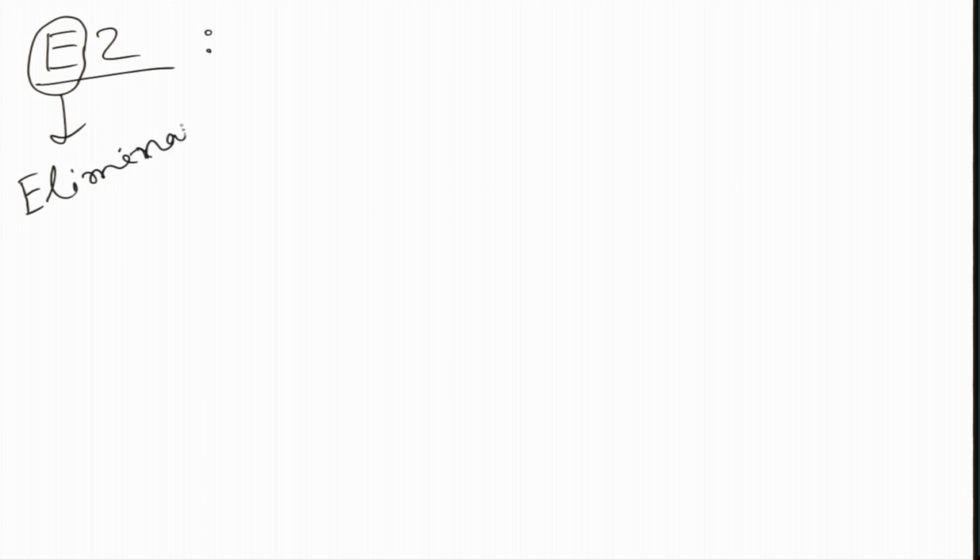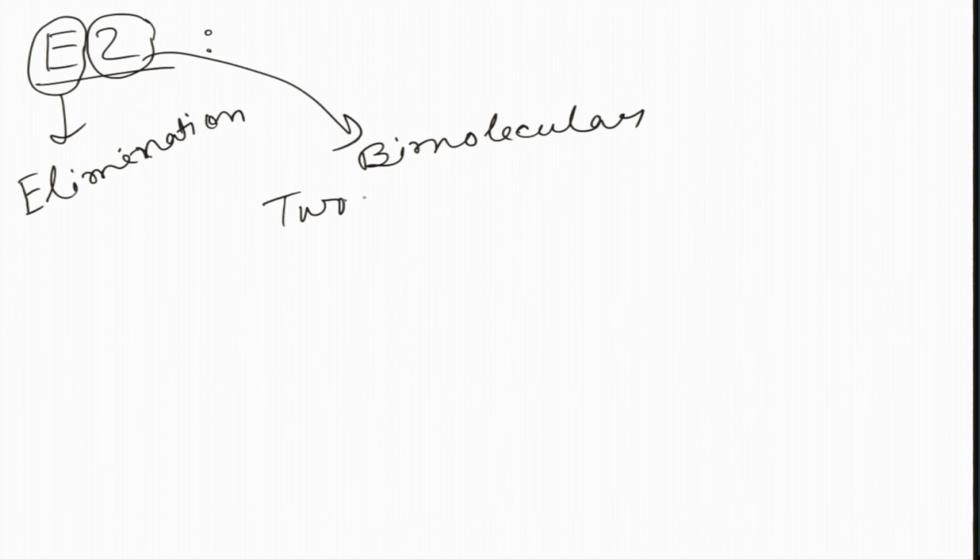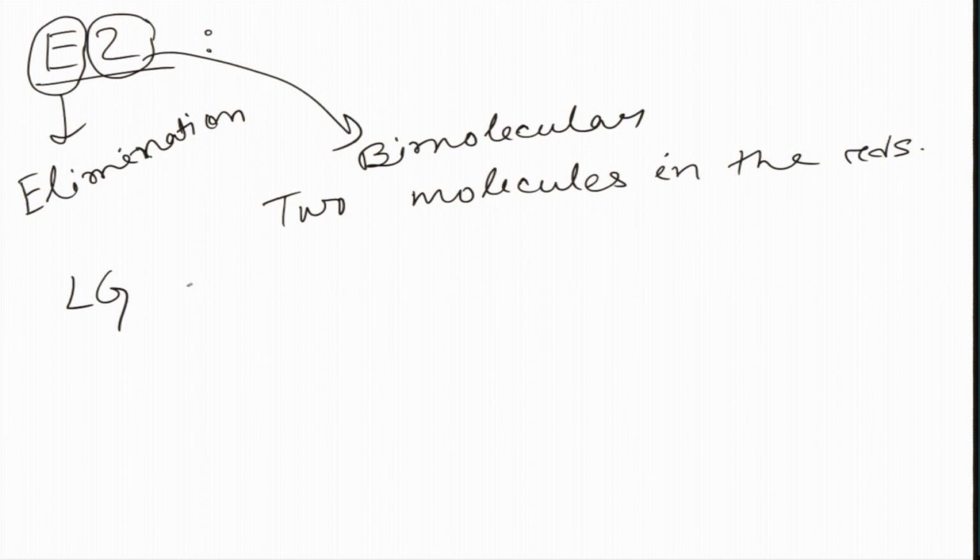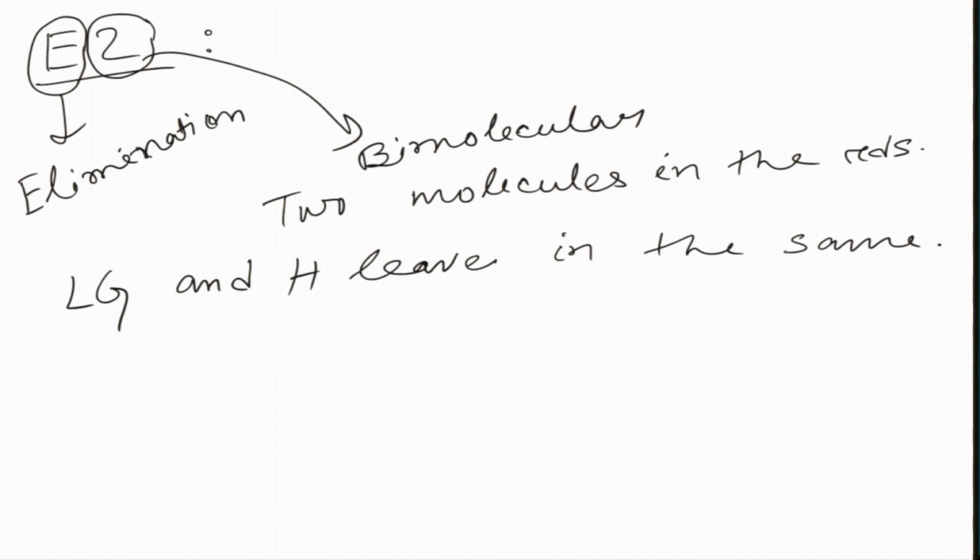Now, we will study about the E2 reaction. In E2, as usual, E is elimination, two is bimolecular, that is, two molecules in the rate determining step. How? Because in E2 reaction, the leaving group and the proton leave in the same step.